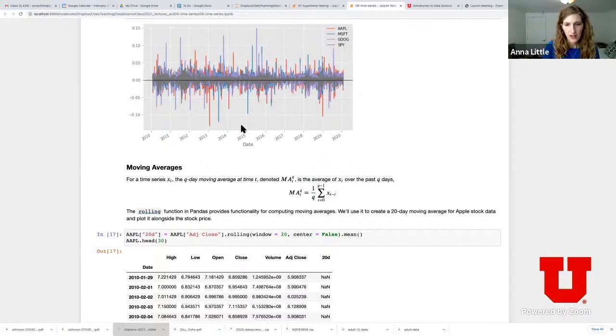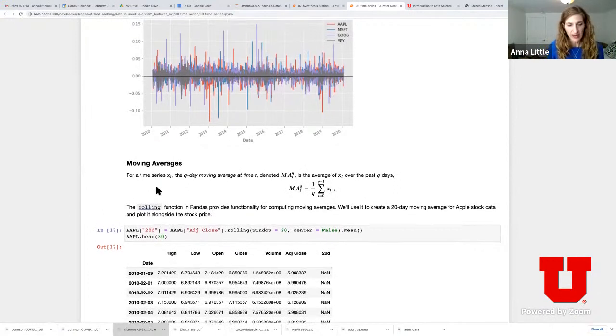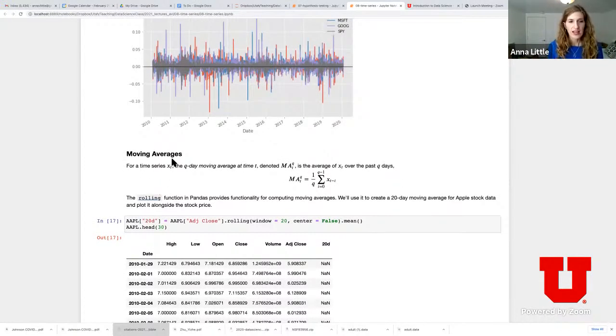All right, let's go ahead and get started after the break. One thing that's often really helpful to look at when you're given a time series is a moving average. This is especially helpful for time series data that's kind of noisy. If you have a lot of noise or short-term fluctuations that don't really contribute to the long-term pattern, it can be helpful to, instead of looking at X_t directly, look at a Q-day moving average.